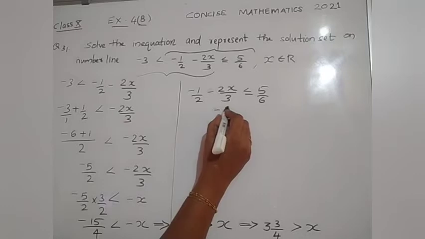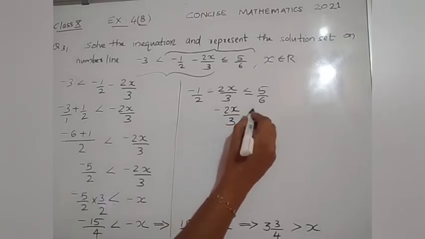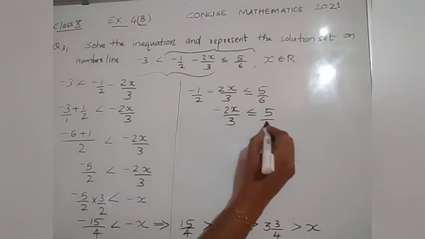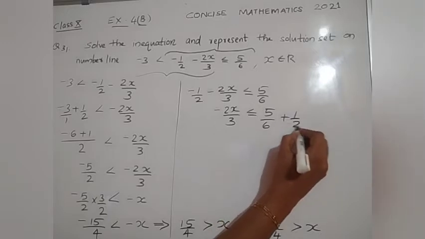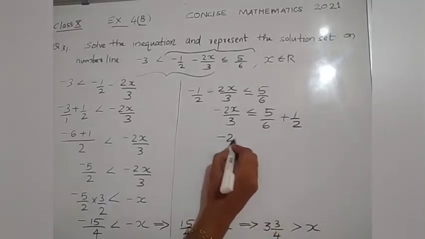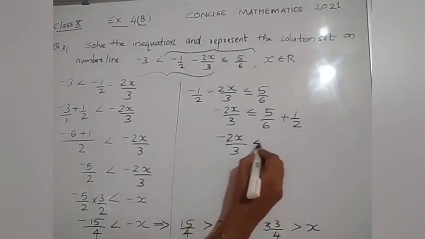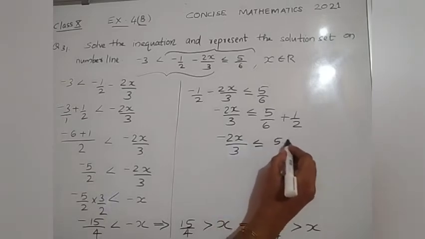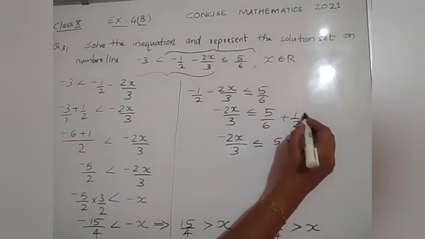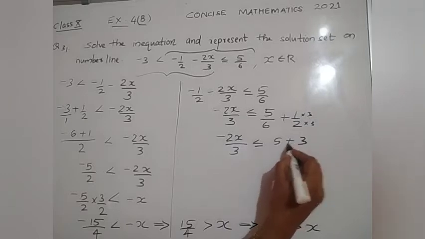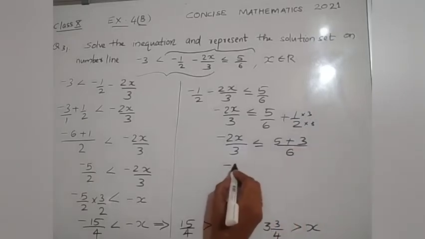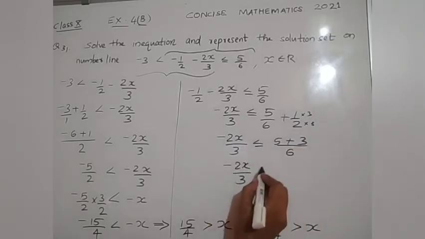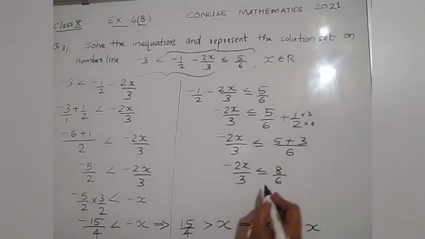Minus half minus 2x by 3 less than or equal to 5 by 6. That is minus 2x by 3 less than or equal to 5 by 6 plus half. We wrote the minus half to the right side as plus half. That is minus 2x by 3 less than or equal to, take the LCM, that is 6. So 5 plus 3 by 6. Minus 2x by 3 less than or equal to 8 by 6.